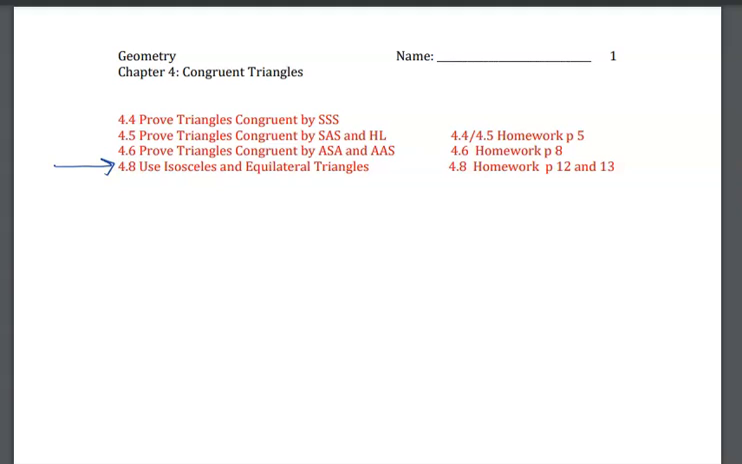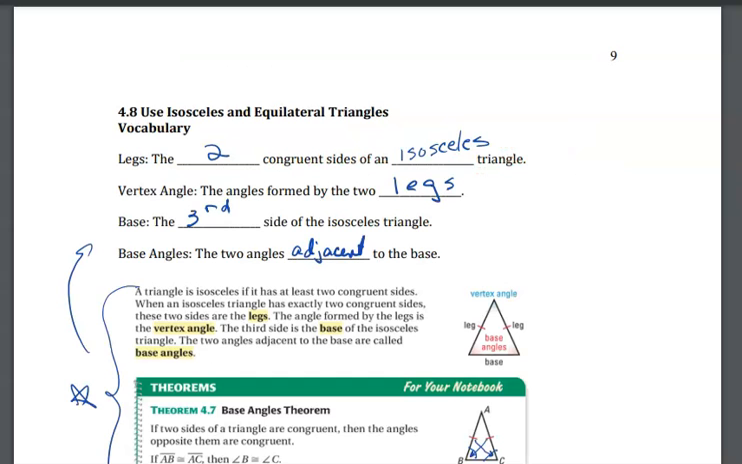In this video, I'd like to go over the notes and the homework for 4.8, use isosceles and equilateral triangles. So this is the cover page of the whole document. So we're going to go to page 9. Okay, there we are. This is where we're going to start taking our notes.